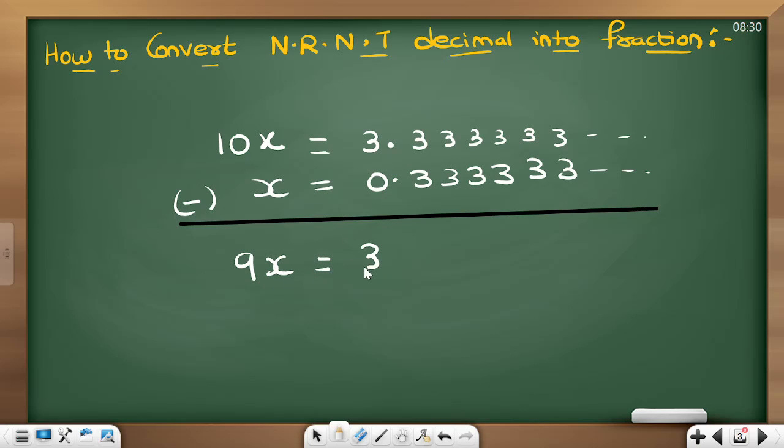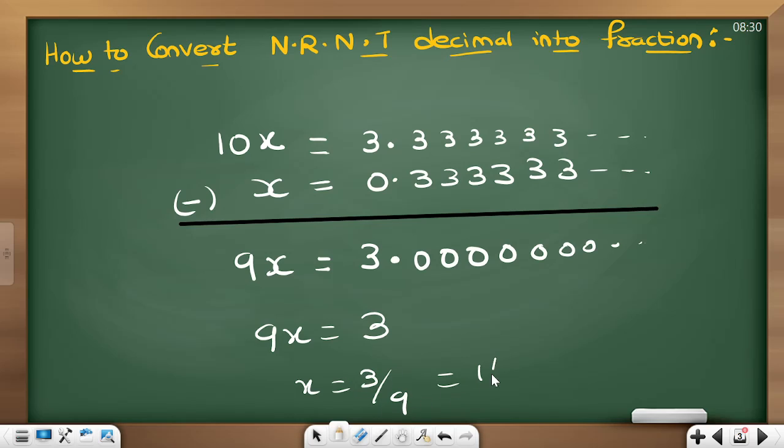3 minus 0, 3 point. 3 minus 3, 0. 3 minus 3, 0. 0, 0, 0, 0, 0. That's the success. 9x equal to 3. x equal to 3 by 9, that is 1 by 3.